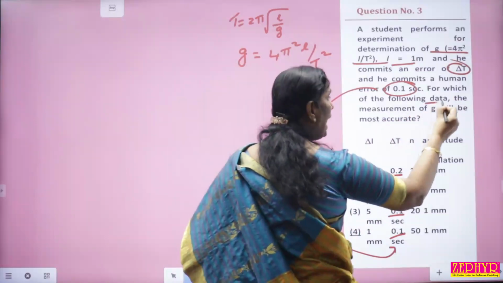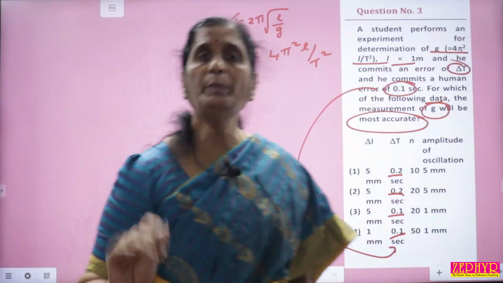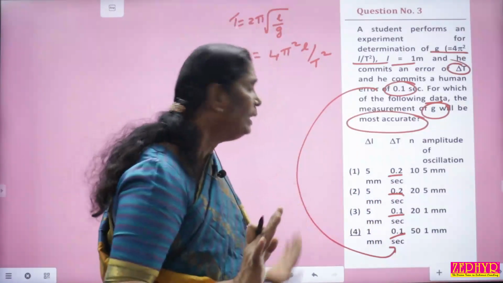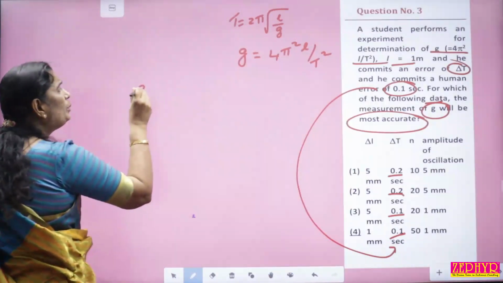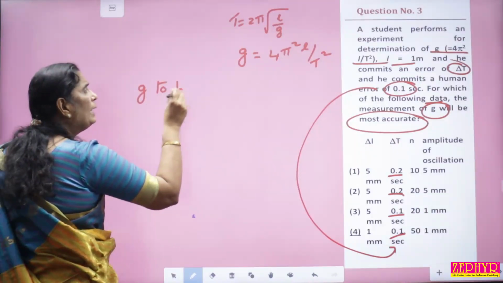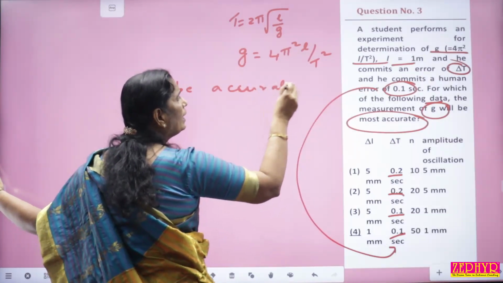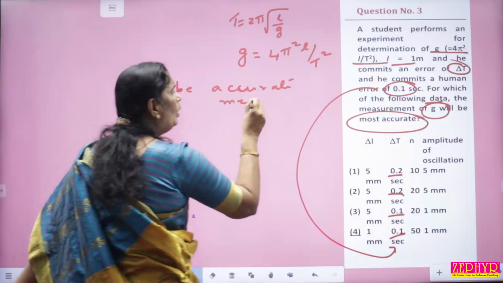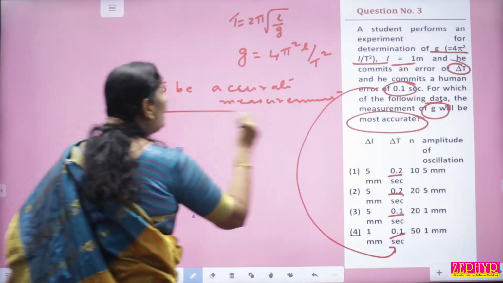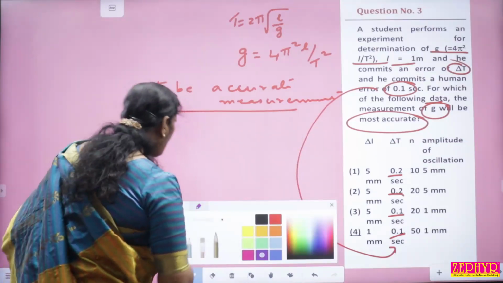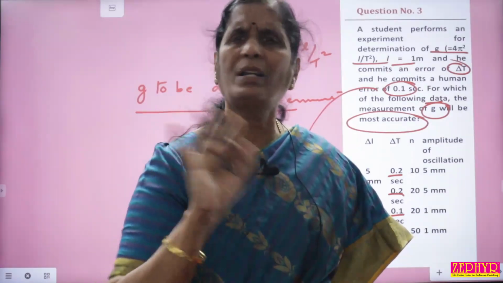For which of the following data will the measurement of g be most accurate? g should be accurate. So for which reading will our g be accurate? It's simple calculation only. For g to be an accurate measurement, I want the correct, exact measurement, and I don't want any difference. For that, what is the condition?